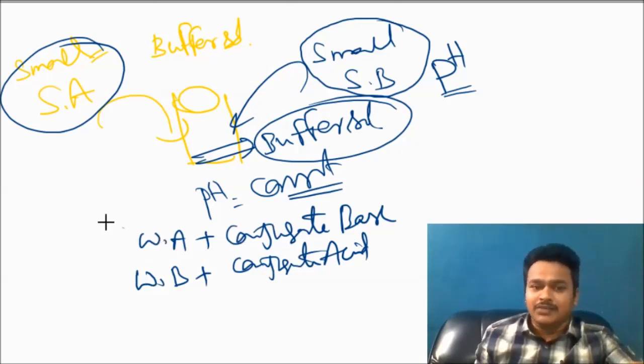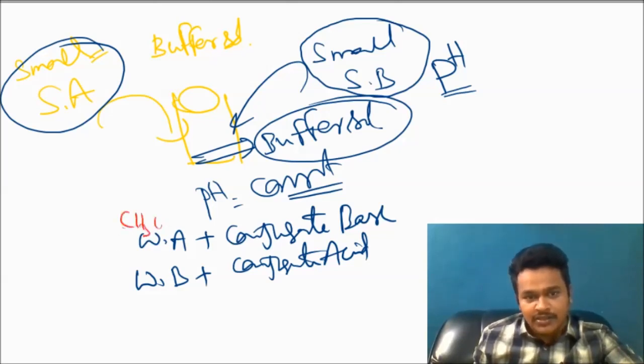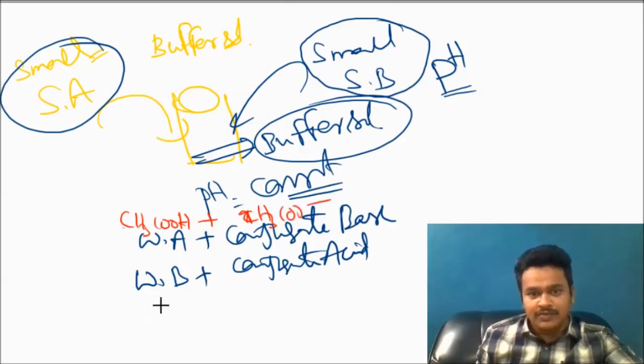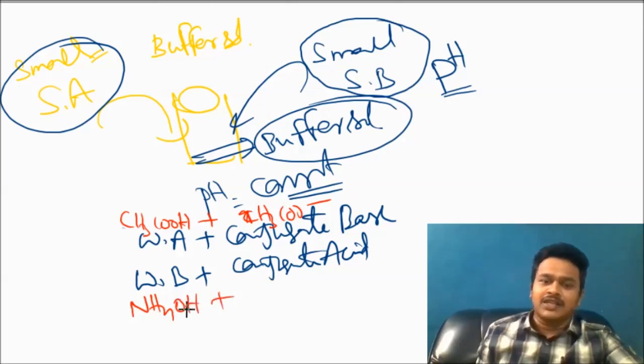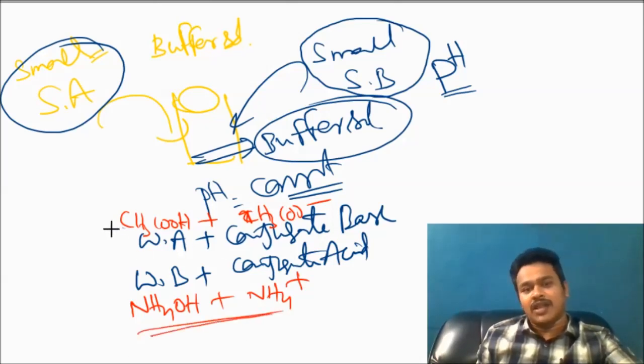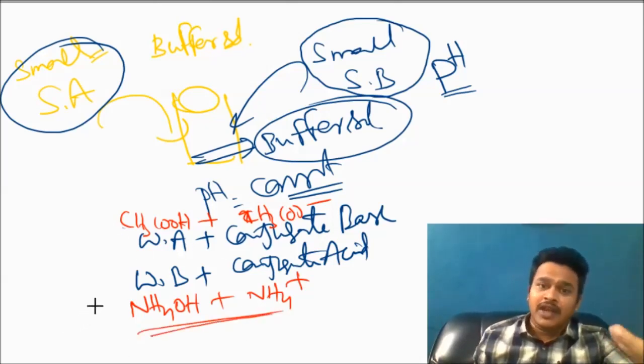Example: what weak acid can you take here? CH3COOH. What is its conjugate base? Weak acid losing H plus, what is remaining? CH3COO minus. Here, weak base: what is the well known weak base to you? NH3, and NH4 plus is its conjugate acid. The weak base gaining H plus gives NH4 plus. This is the mixture. This is an example. Like that you have to write in your examinations.